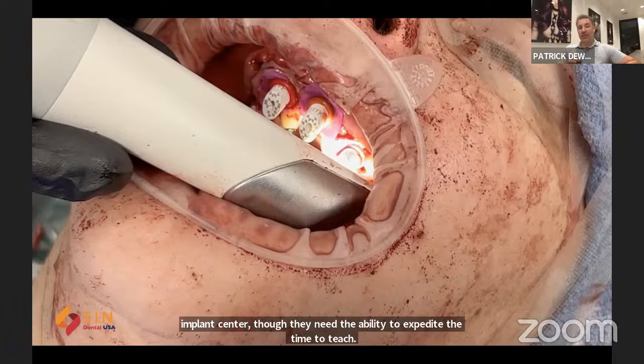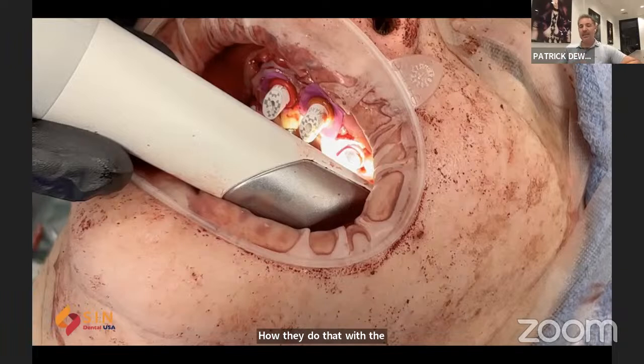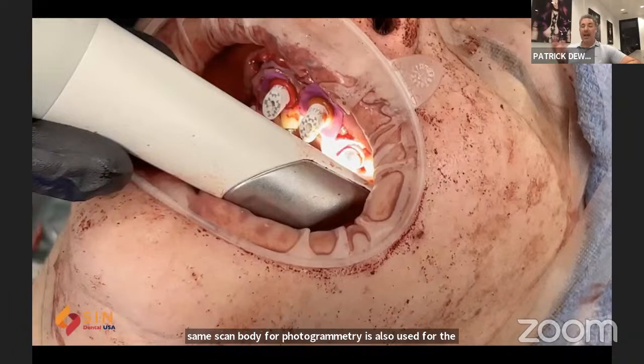How they do that with the micro mapper is because the same scan body for photogrammetry is also used for the soft tissue scan, we can actually snap an alginate of the patient while they're completely flapped, and then tell the design team, go ahead and add 2 millimeters for tissue pressure. That will take the place of the tissue so they can actually get the records to the designers before the doctor even starts suturing up the patient.